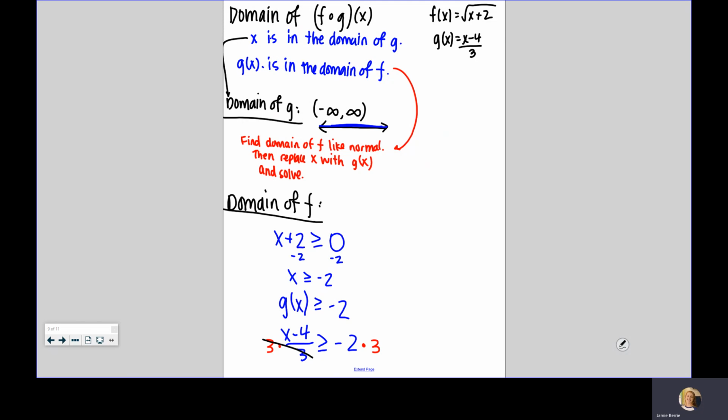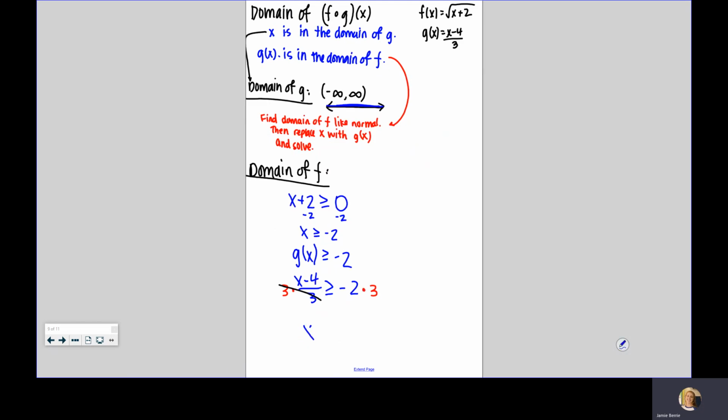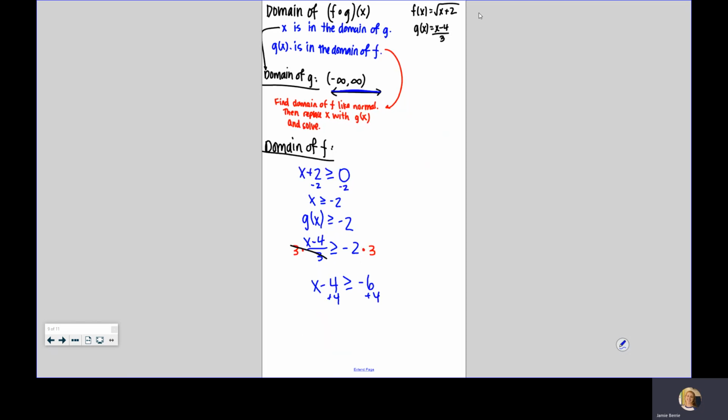Then you got x minus 4 greater than or equal to -6. Now we'll just add 4, move that over. You got x is greater than or equal to -2. It ended up being the same. That was just a coincidence.